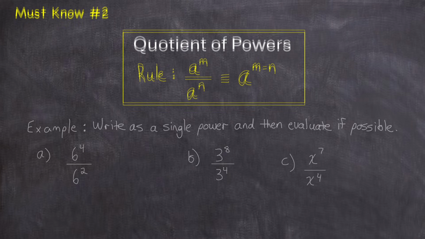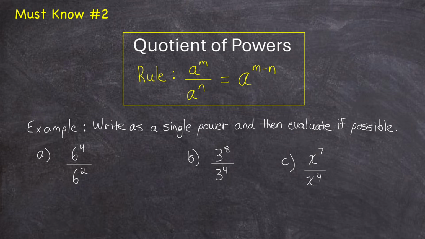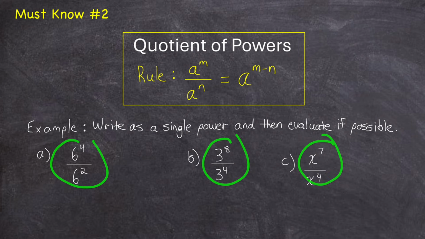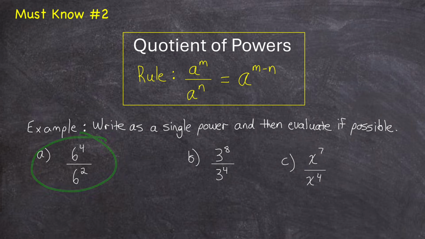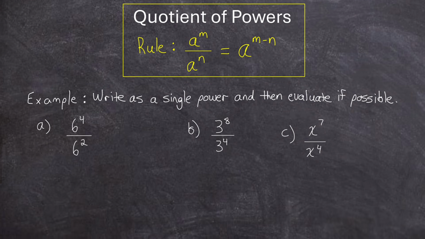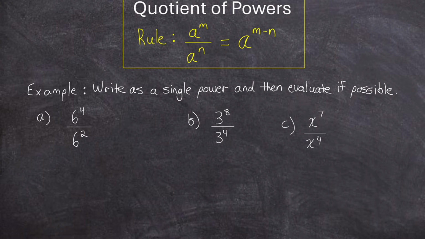This example says that we need to write each quotient as a single power and then evaluate if possible. Notice in all 3 of these examples, we have a quotient of powers that have the same base. So we should be able to simplify them using this rule. But before I use that rule, let's have a look at part A, where I'll actually write it in expanded form so you can have a good understanding of how that rule works.